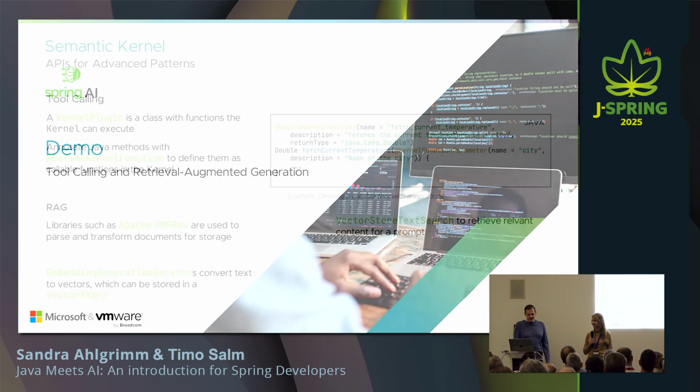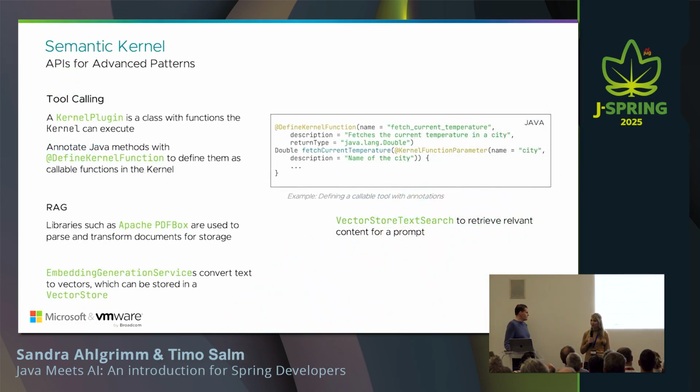Okay, so that's it for Spring AI. Semantic Kernel. Well, the tool calling is not badly implemented. Here we can also just use the defined kernel function and then do the tool calling. That was pretty well integrated.